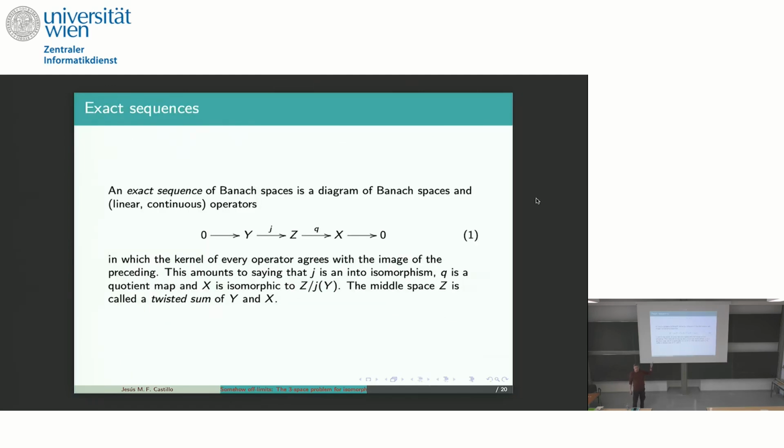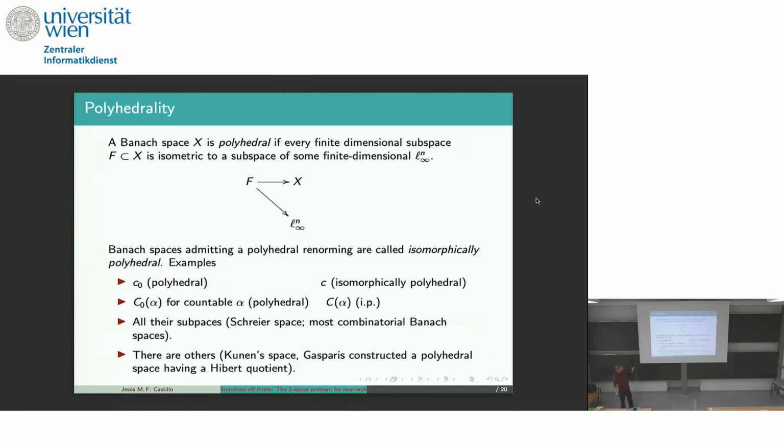One of the particularities of thinking in exact sequences is that about the space Z, you know nothing except what is in that diagram. I mean, you don't have any representation of the norm. If I give you a Banach space Z, admitting a subspace Y, and the quotient is X, you know nothing about the norm of Z, or any description of the norm. So you cannot think about polyhedrality. You have to think about isomorphic polyhedrality, the property of being isomorphic to a space which is polyhedral. Or if you prefer, you can renorm the space to be polyhedral.